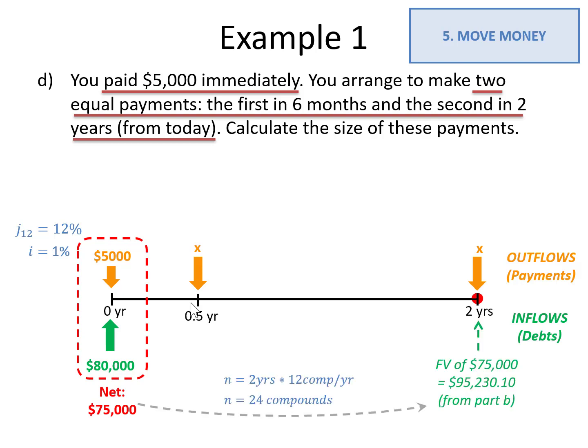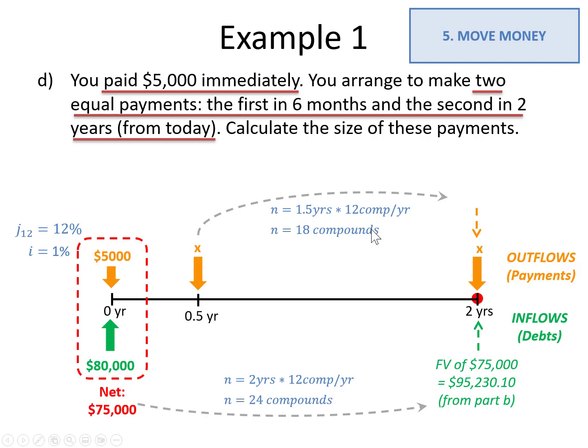I start by moving the $75,000 to that focal date, a calculation I did in part B. So that becomes $95,230.10 when I calculate the future value of $75,000. And then I have my other money, this unknown money, but still I have to move it and consider interest with it. So this is an unknown amount of money, but it is moving 18 compounding periods forward.